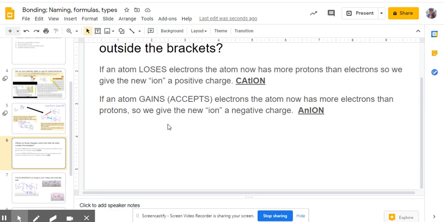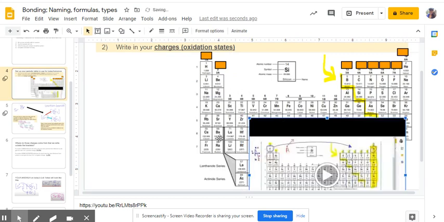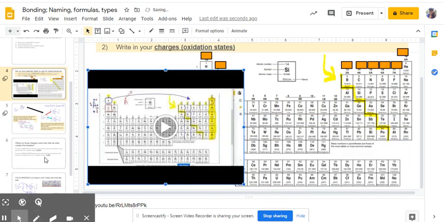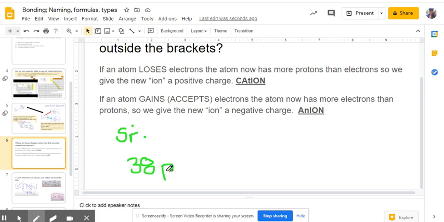So what we're looking at is that for that last example, we had strontium, which had the 2 electrons that it gave away. If we were to look at our periodic table, it tells us that strontium has an atomic number of 38. So if we have an atomic number of 38, that means that we have 38 protons. It also meant that we had 38 electrons.